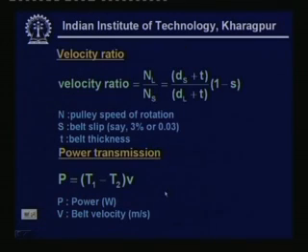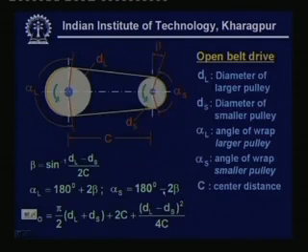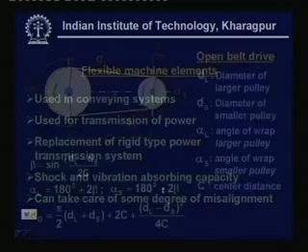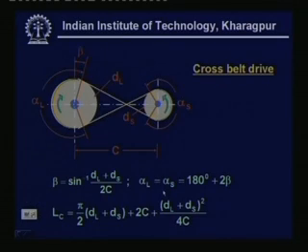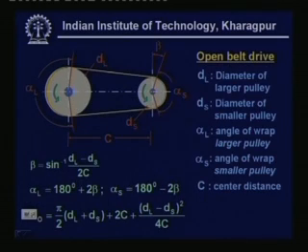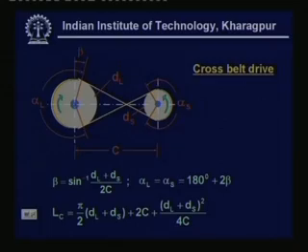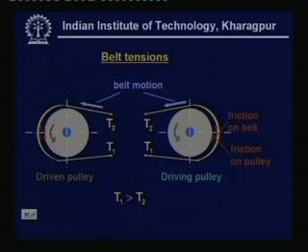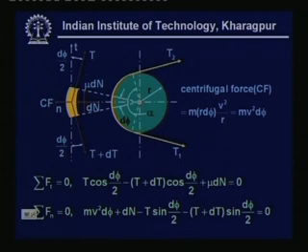Now, we have considered all the basic aspects of a belt drive. Just once again, what are the basic things of a belt drive? That is a cross and open belt drive, one situation, the cross belt drive, you know. Then how we determine the belt tensions is also clear to you.